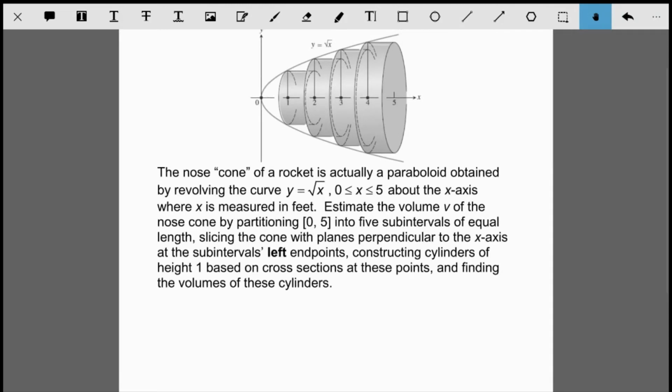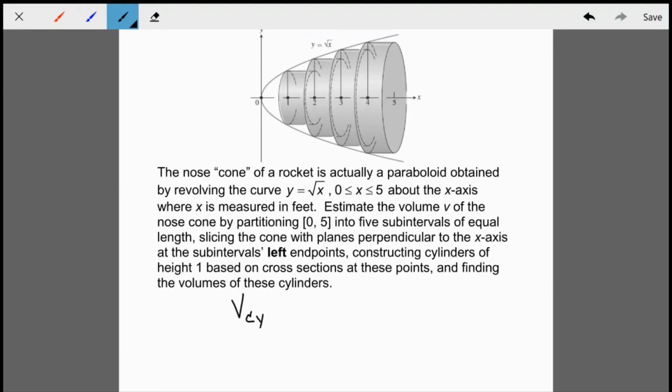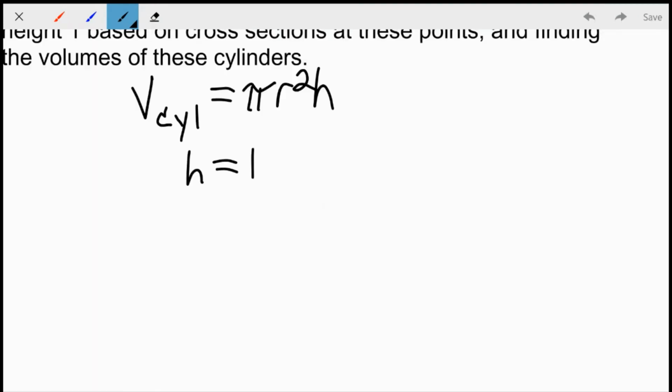Now, keep in mind here, we're still doing the same idea as a rectangular approximation, but now we're actually approximating volume. So I still want to keep the same thought process, but I have to think about this in a slightly different way because each one of these is going to be a cylinder. Well, a cylinder has a volume of pi r squared times the height. I know the height is always going to be 1.